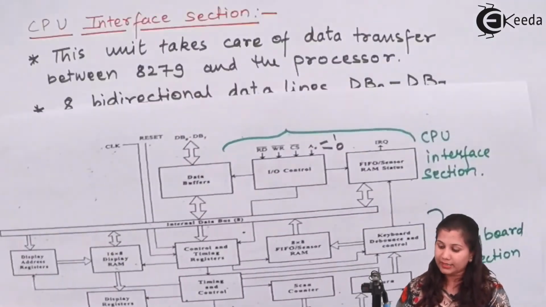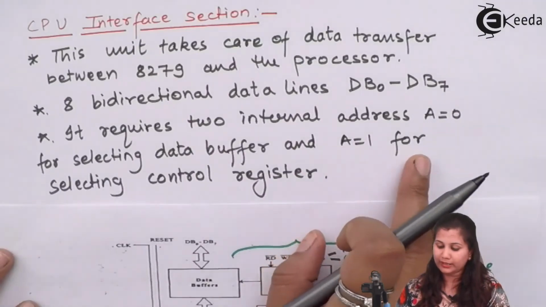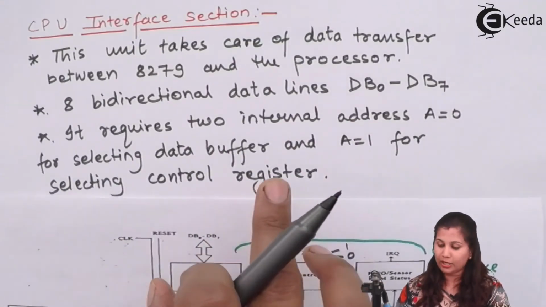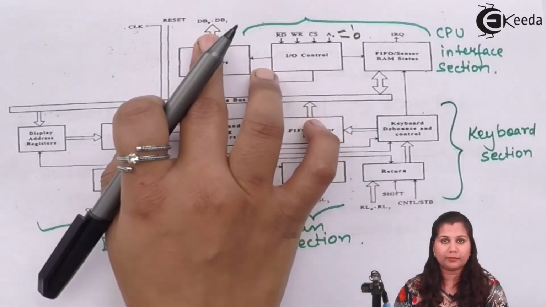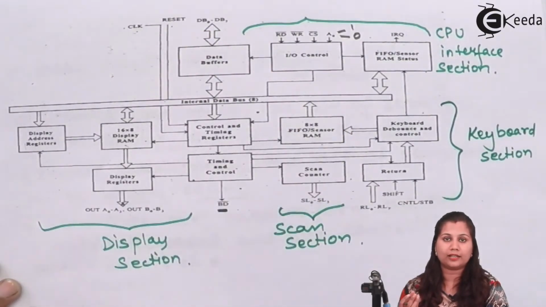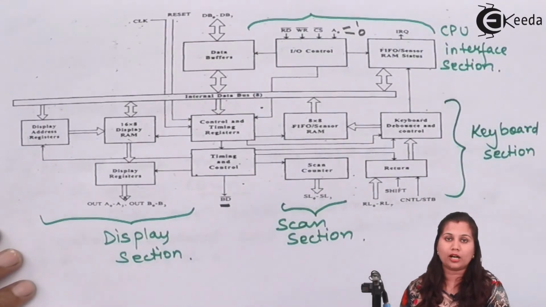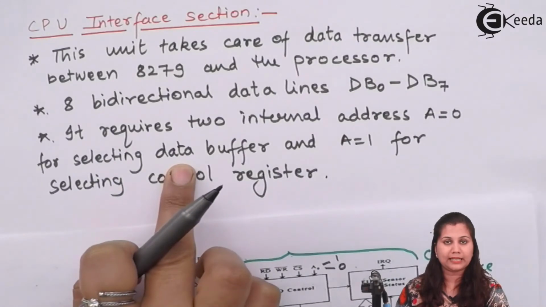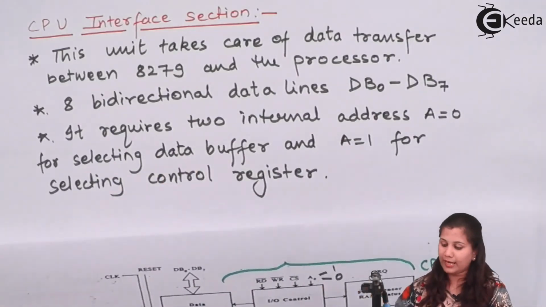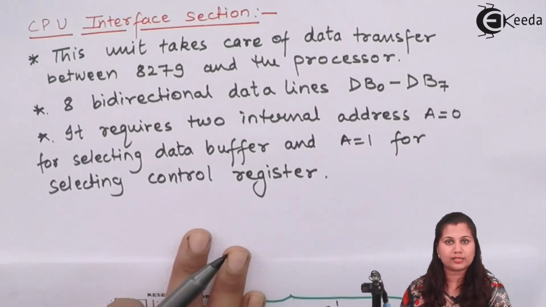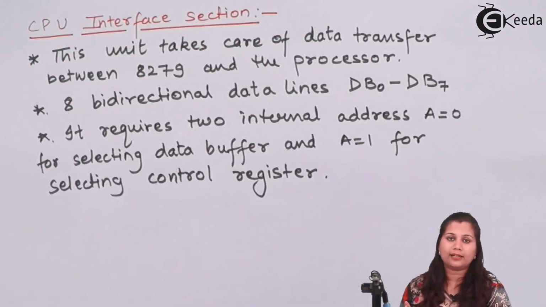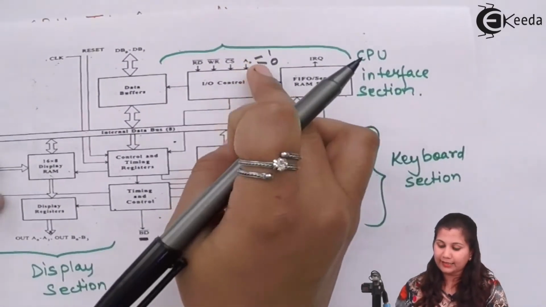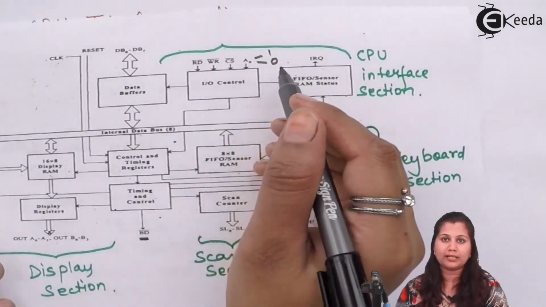Okay, and when A is equal to 1, then the control register is selected. So the data available on the data bus is a control word, and that control word is to be written into the control register. When A equals 0, the data bus buffer will be selected and data is transferred, and when A equals 1, the control register is selected and the control word on the data bus will be written in the control register. So this line decides which register will be selected.